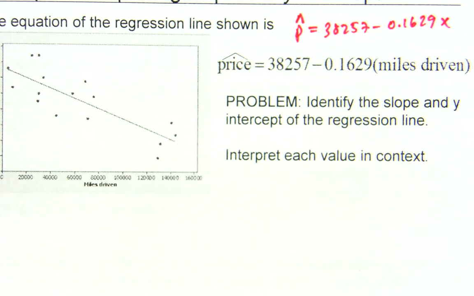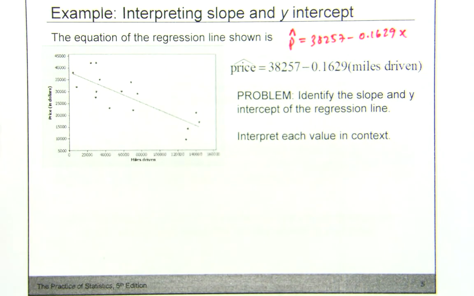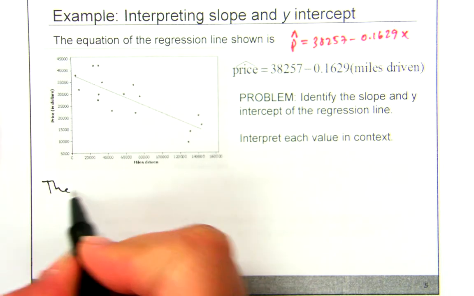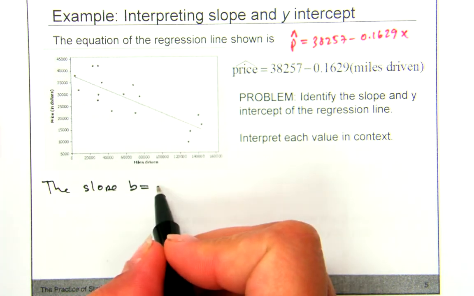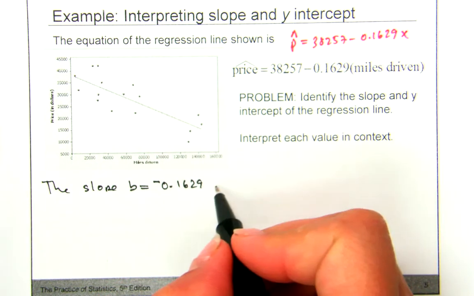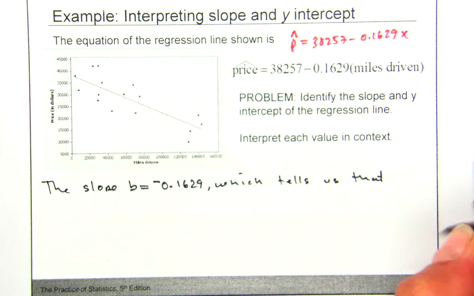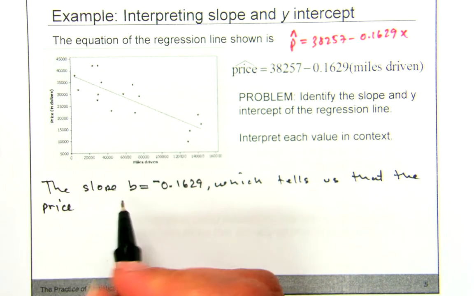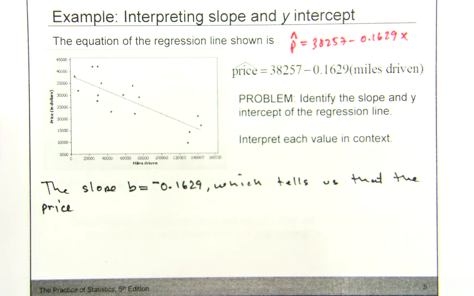The problem is to identify the slope and the y-intercept of the regression line. Should be okay to do, and interpret each value in context. Okay, so here we go. The slope should be okay. I'm going to zoom out real quick so you can see a little bit better. All right, we have the slope B equal to negative 0.1629, right? Which tells us that, what can you say about the price? The price is changing y over changing x.